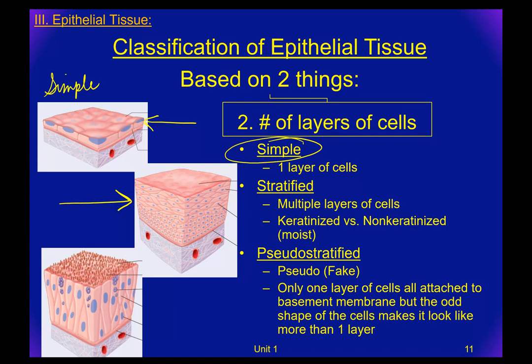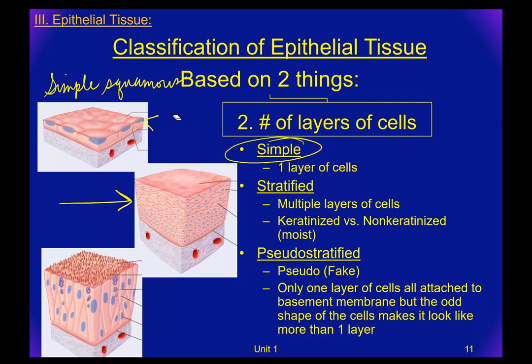Second name, the last name for this particular picture, what's the shape? Are they cuboidal? Are they columnar? Or are they squamous? Are they squished? They're squished, right? So this is simple squamous. Ta-da! I'm done. I know the number of layers. I know the shape of the cell. First name, last name, done.